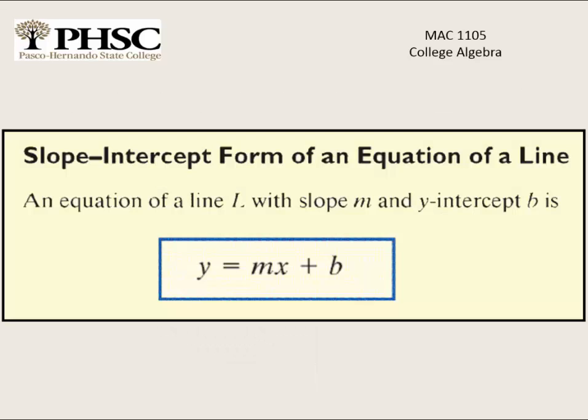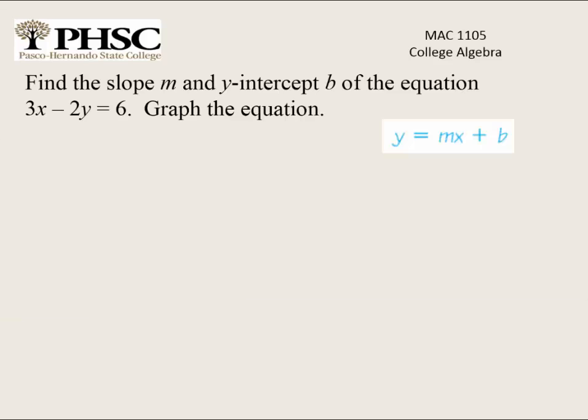The next thing is the slope intercept form, and this is y equals mx plus b, and I actually prefer this one to the point slope form. It's just a little easier to use in my opinion. So here we have an example. We're going to find the slope m and the y-intercept b of the equation. The equation that we have is 3x minus 2y equals 6. Then we're going to graph the equation.